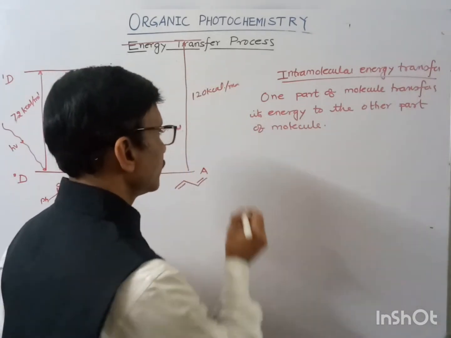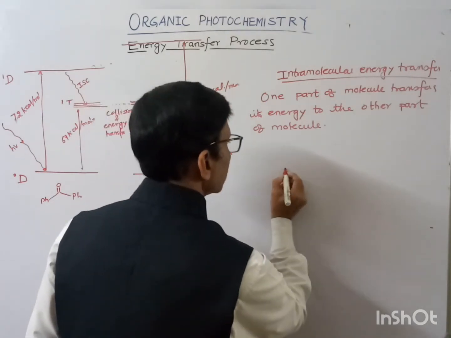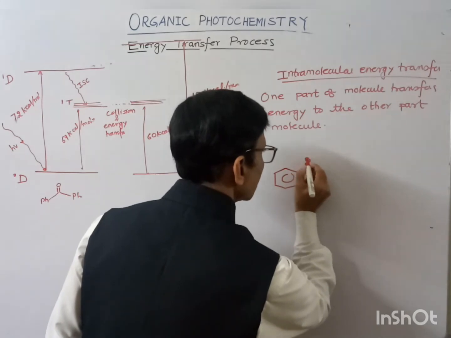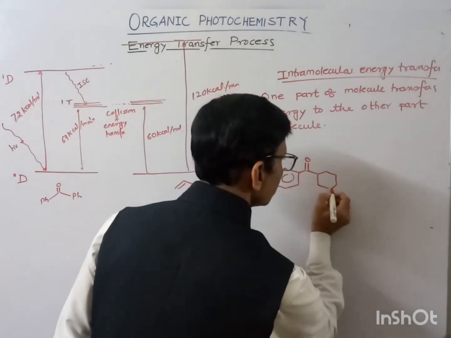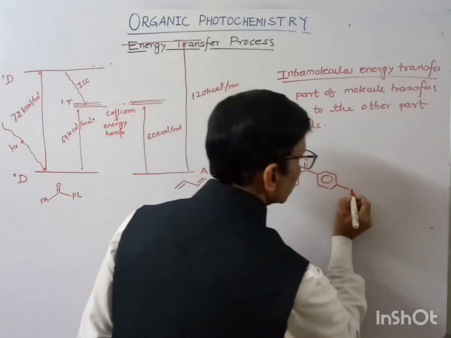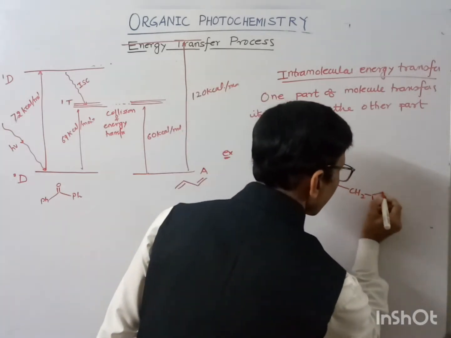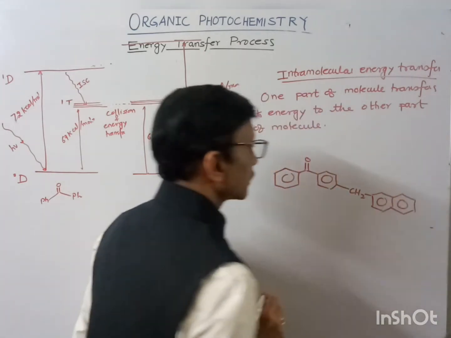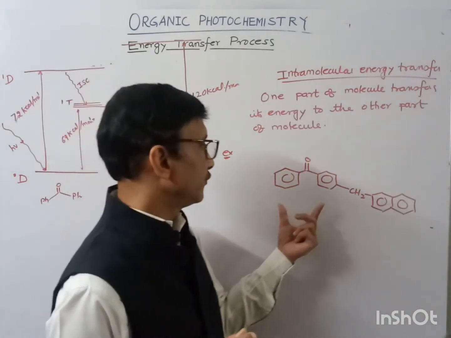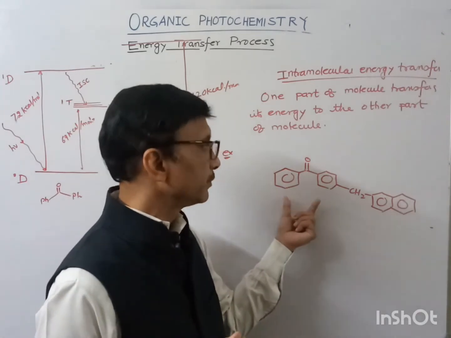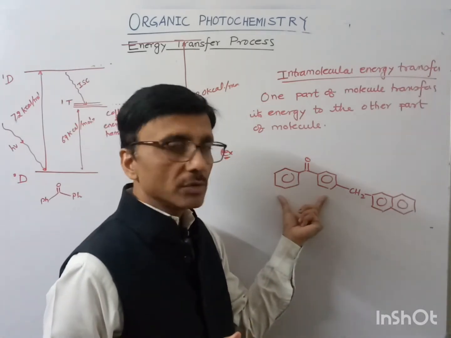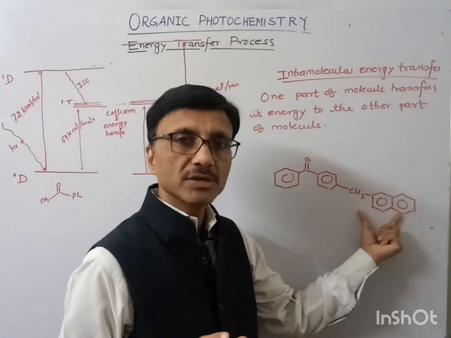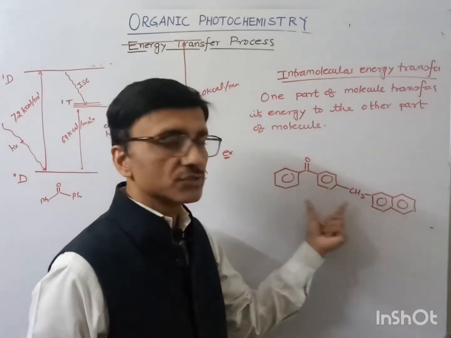Okay, so if we take an example, suppose we have a benzophenone, and to this benzophenone at the fourth position we have a naphthyl alkyl group. So we can have an absorption band due to this benzophenone, and due to this naphthyl alkyl part we can have an independent absorption band.